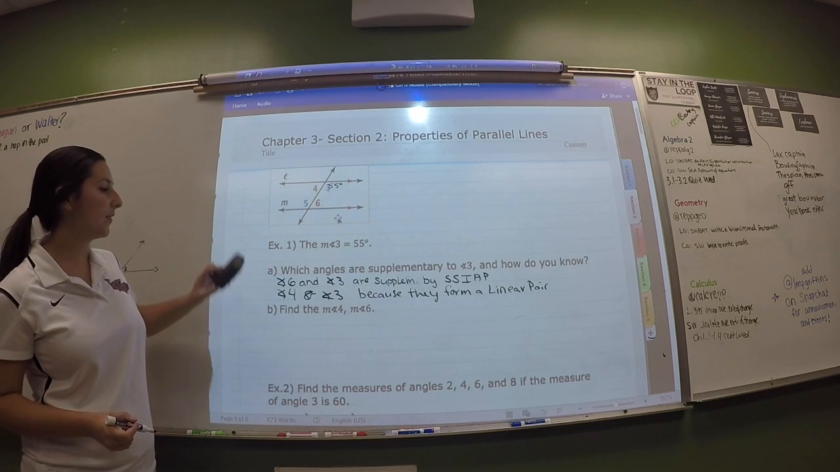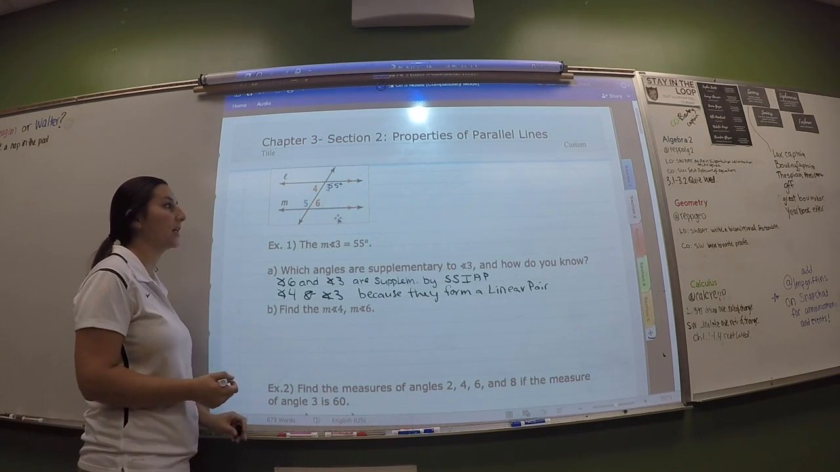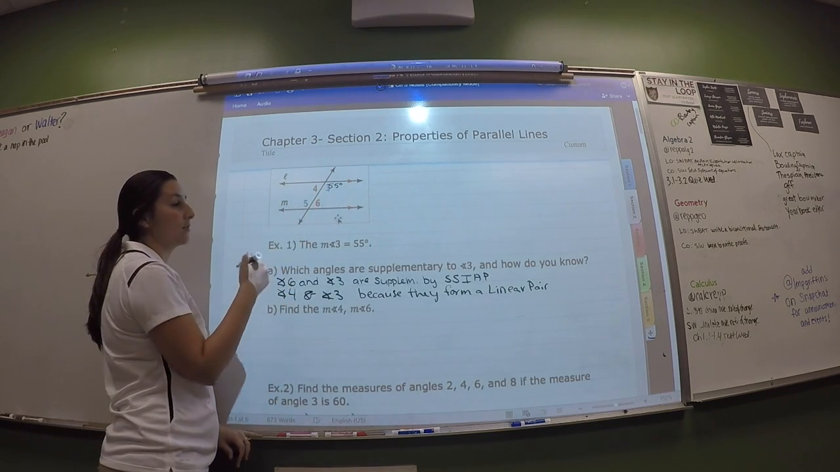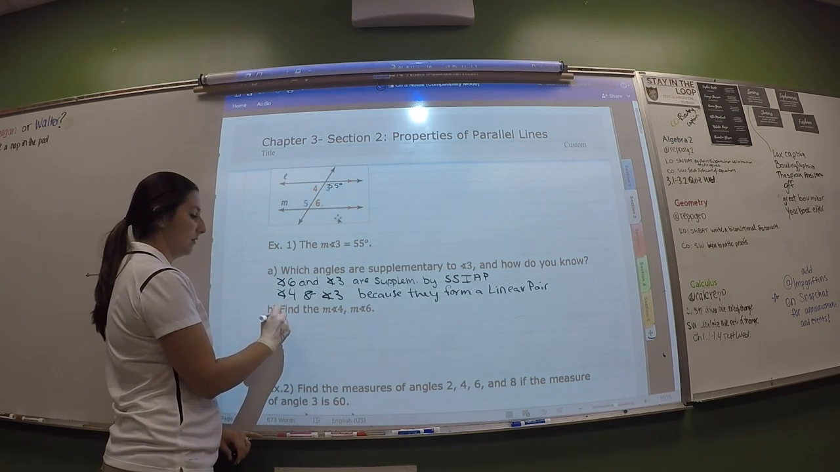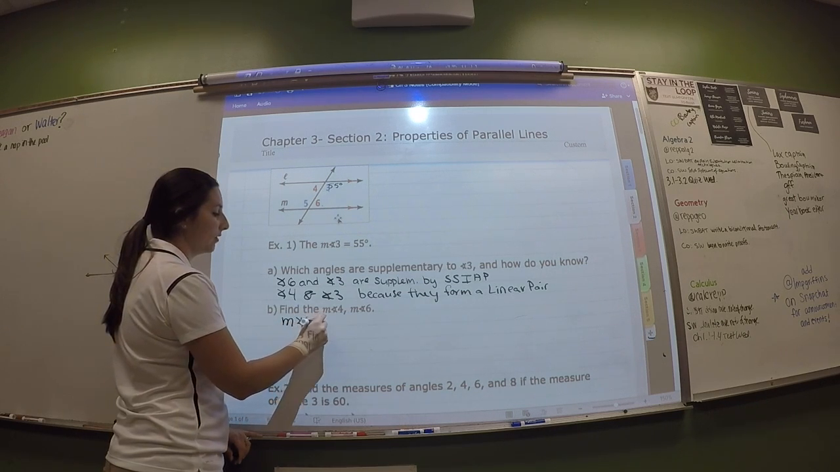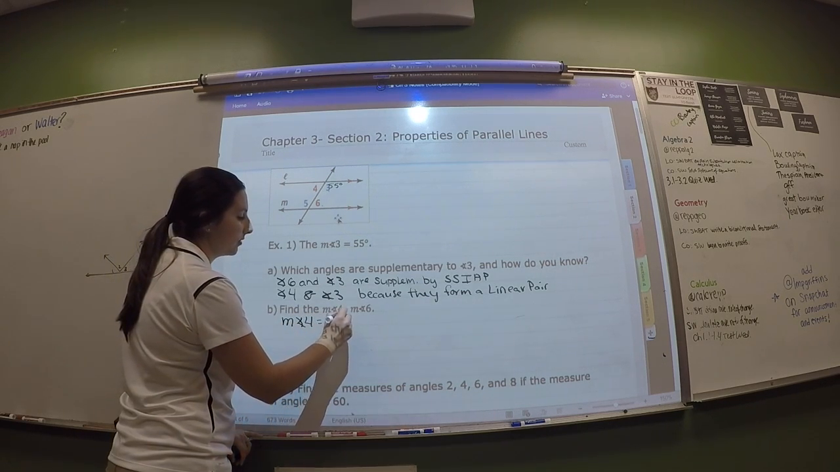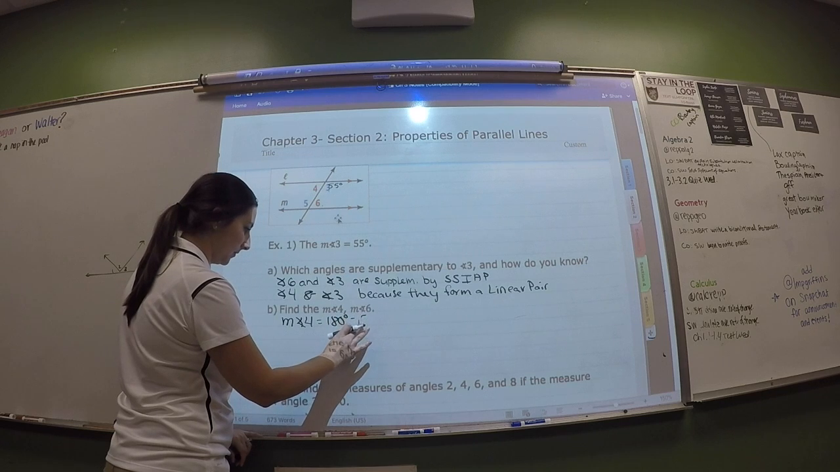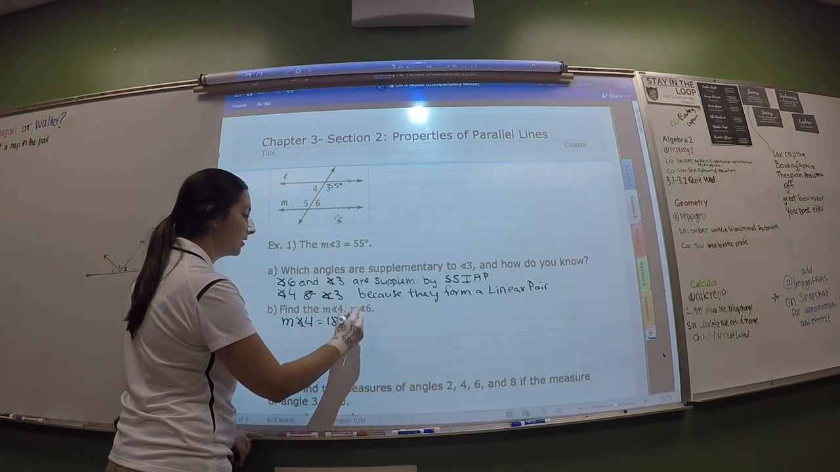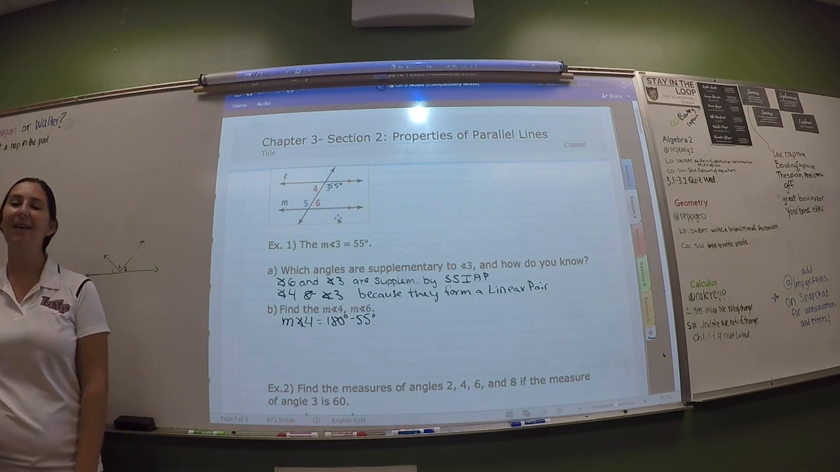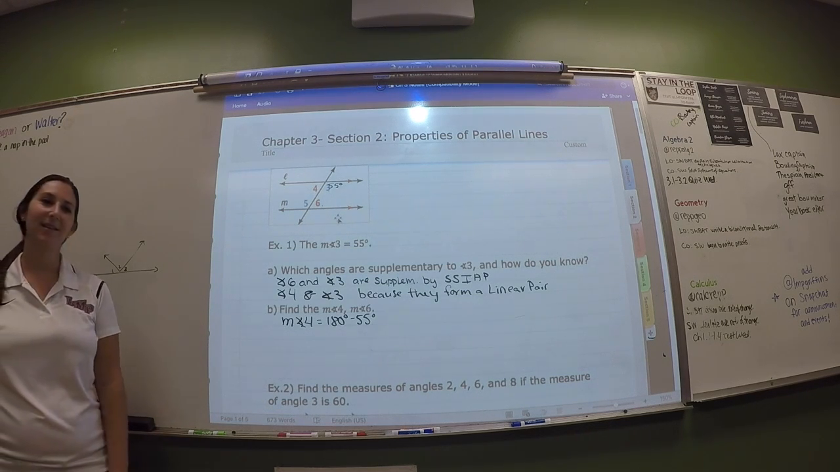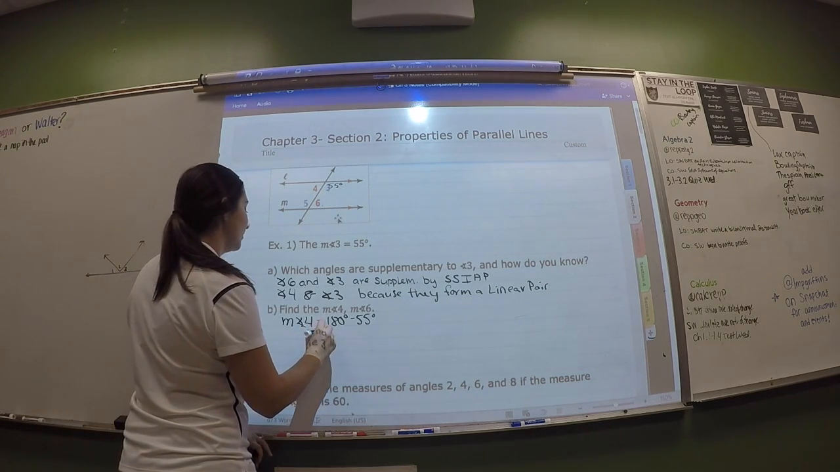Okay, so then this says find the measure of angle 4 and the measure of angle 6. So 4 and 6 we know are supplementary. So how can we find them? Subtract 55 from 180. Good. So the measure of angle 4 is going to be 180 degrees minus 55 degrees. What's that? 125. Do we agree?